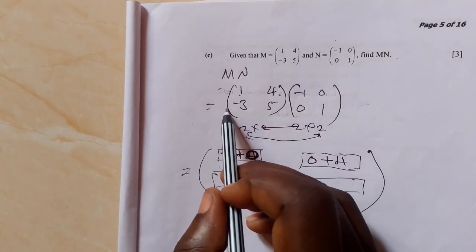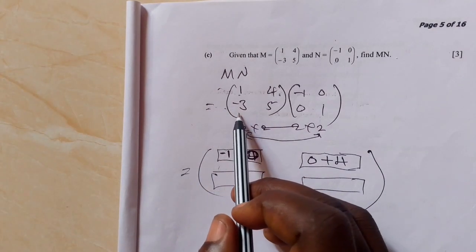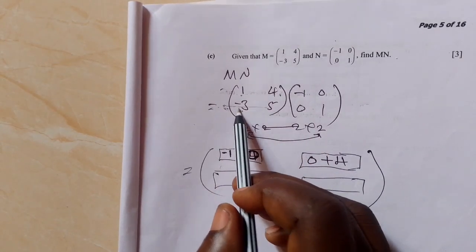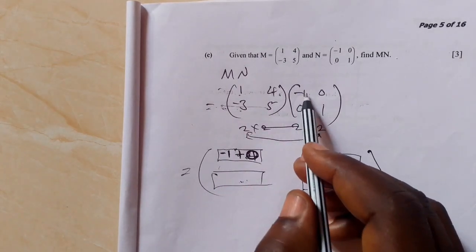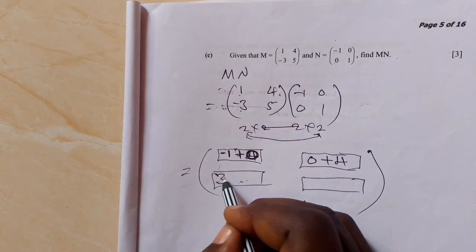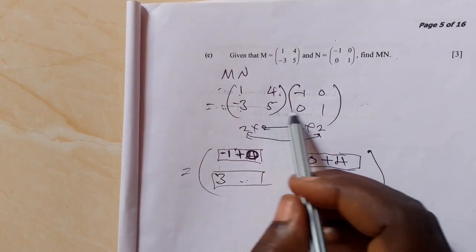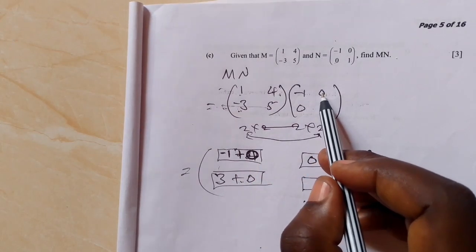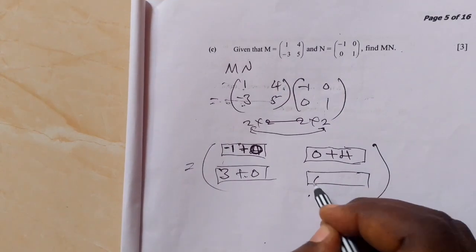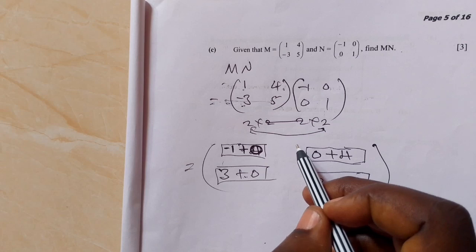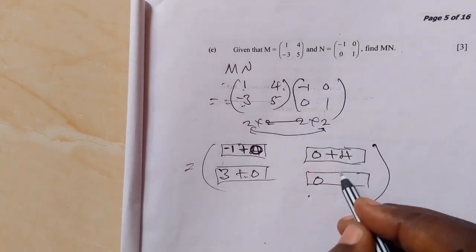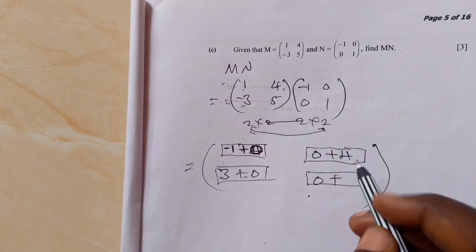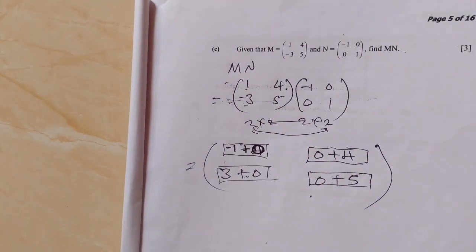You say, so you're going to use the last row, this row by the first column. So you have negative 3 by negative 1, that is positive 3. Then 5 by 0, that is 0. Negative 3 by 0, that is 0. Plus 5 by 1, that is 5, right?